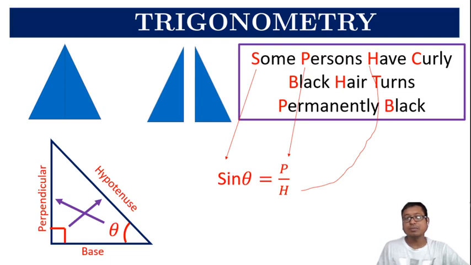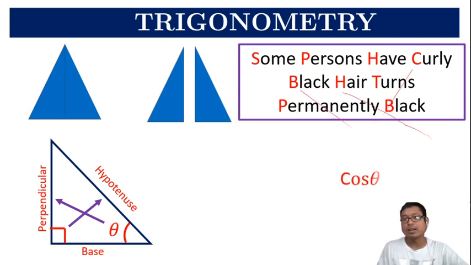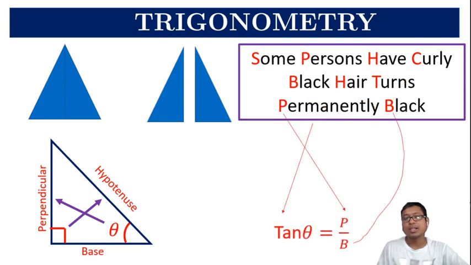very quickly. If I talk about cos theta, that is nothing but b by h, that means base by hypotenuse. And if I talk about tan theta, then it is perpendicular by base. So very easily we can remember those.